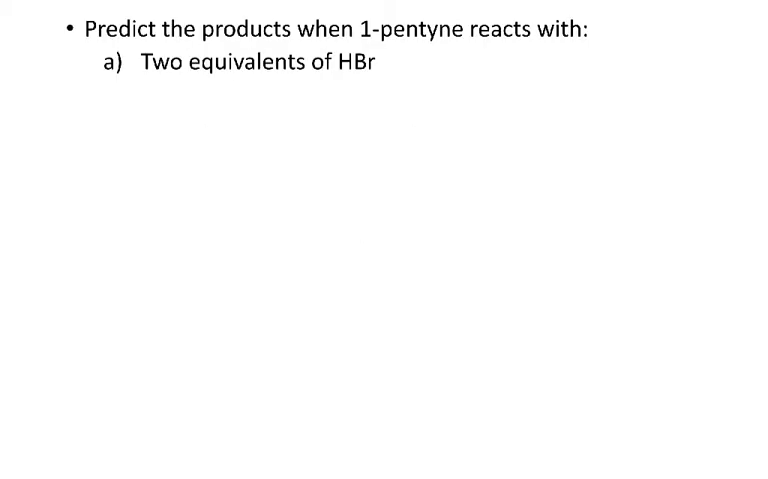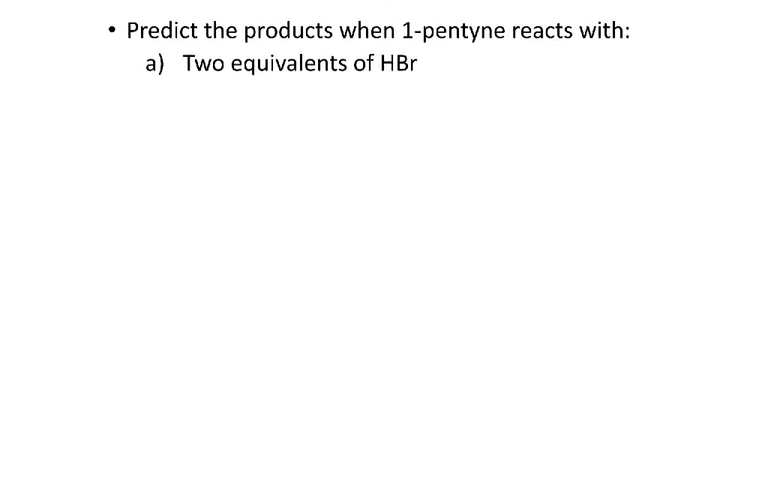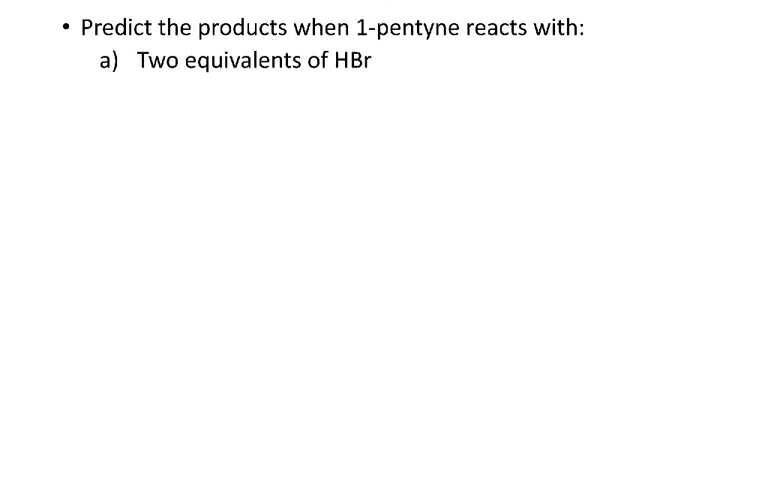All right, so I have a couple different types of example problems. The first couple are like this. So we want to predict the products when 1-pentyne reacts with, in this case, two equivalents of HBr. So first we need to know what 1-pentyne looks like. So there's 2 carbons, 3, 4, 5.